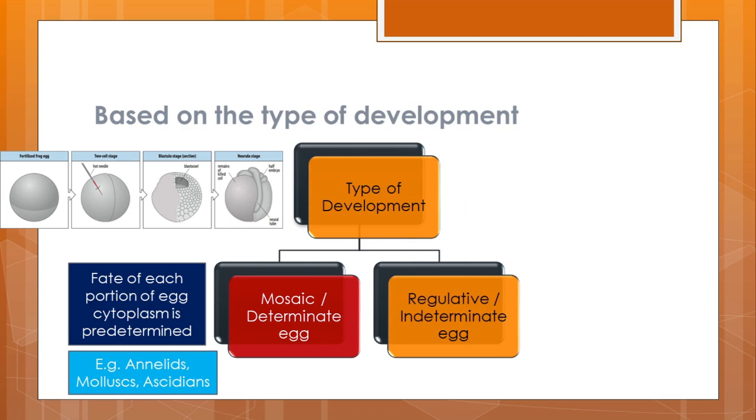Here in this picture you can see that during development one of the cells is pricked with a red hot needle and that cell was damaged and a defective embryo was formed. Such eggs where the fate of the egg cytoplasm is predetermined are called mosaic or determinate eggs. Example, egg of annelids, mollusks and ascidians.